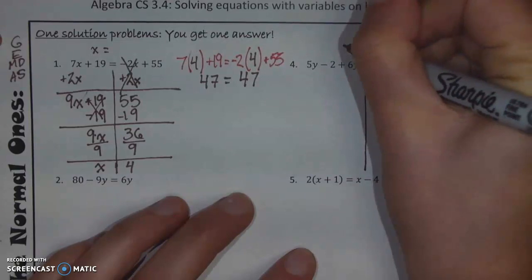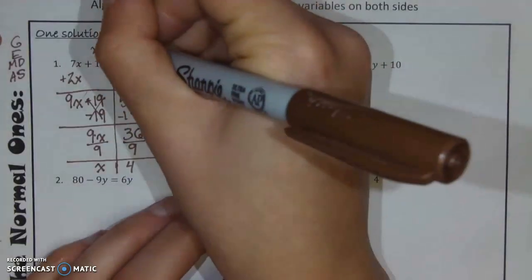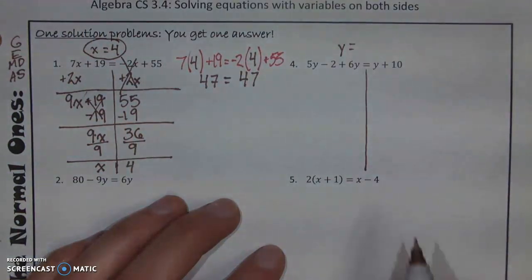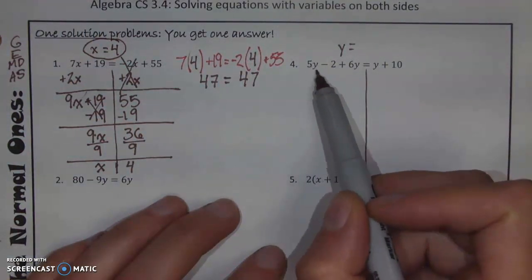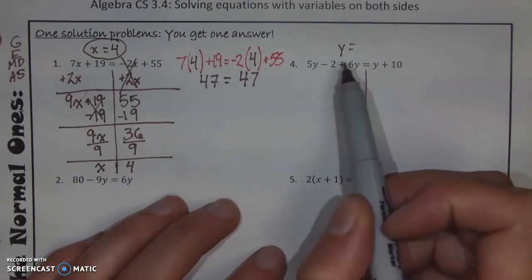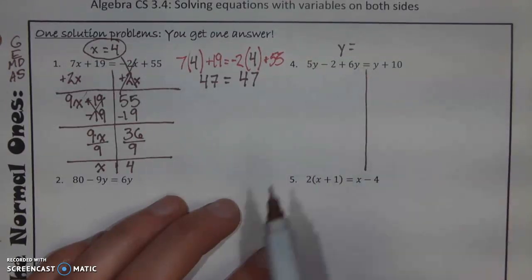Remember, I want an answer like y equals something. Before I got x equals 4, this time let's see what y equals. Well, here there's a slight problem, because just like before, I have too many y's, only this time I have 3 different y's. That's a lot of y's to deal with.